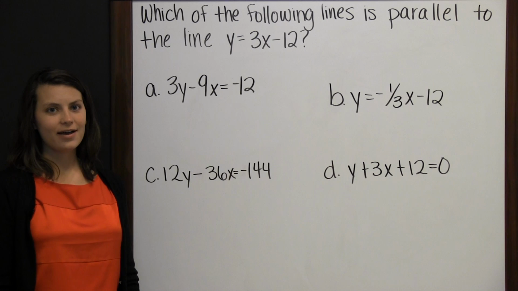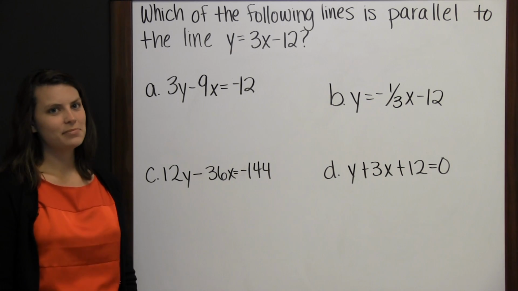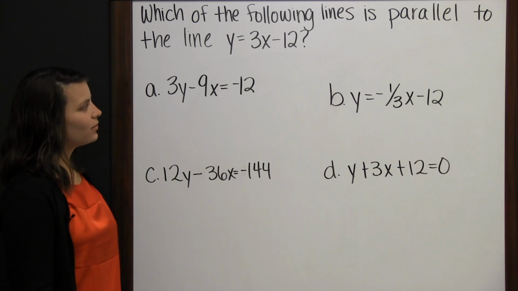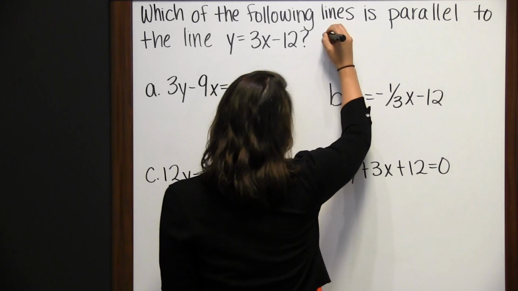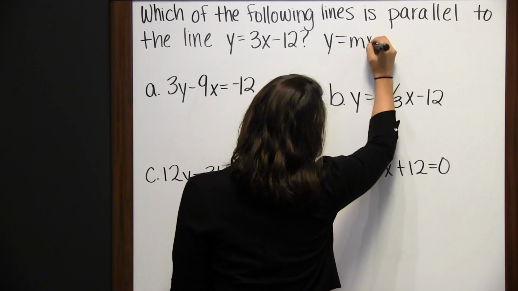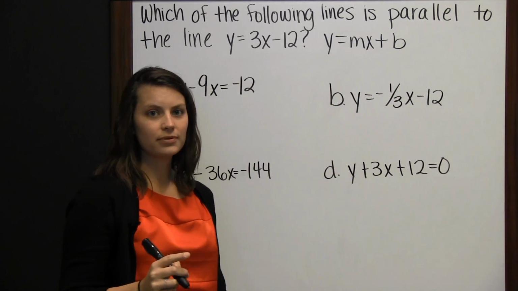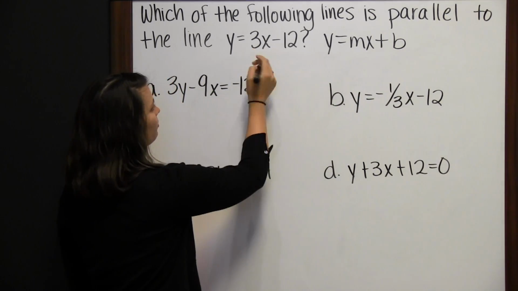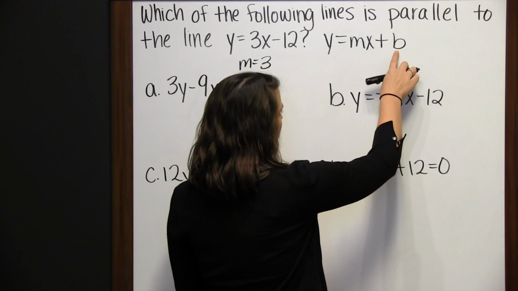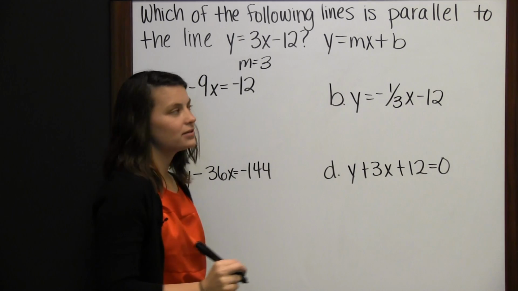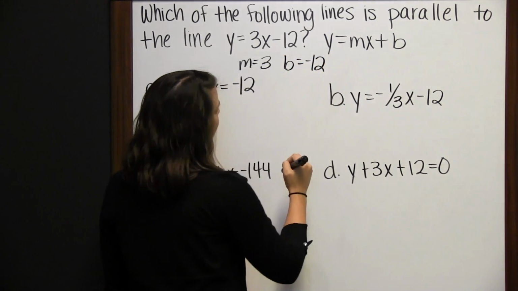Which of the following lines is parallel to the line y equals 3x minus 12? This equation is in slope-intercept form, which is y equals mx plus b, where the m is the slope of the line. The slope of our line is 3. And b is the y-intercept of the line. And our y-intercept is -12.